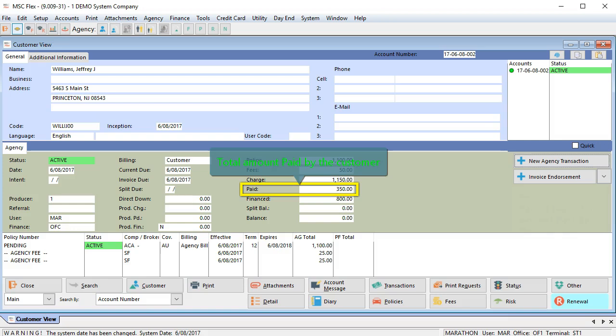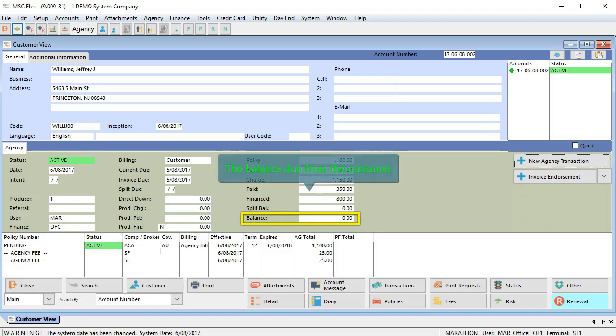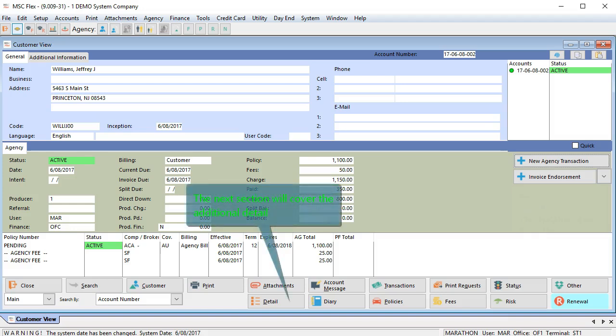Paid is the total amount paid by this customer. Financed is the total amount that was financed for this account. The split balance is the amount still due on the down payment, and balance is the balance due from the customer. This next section will cover the additional detail.